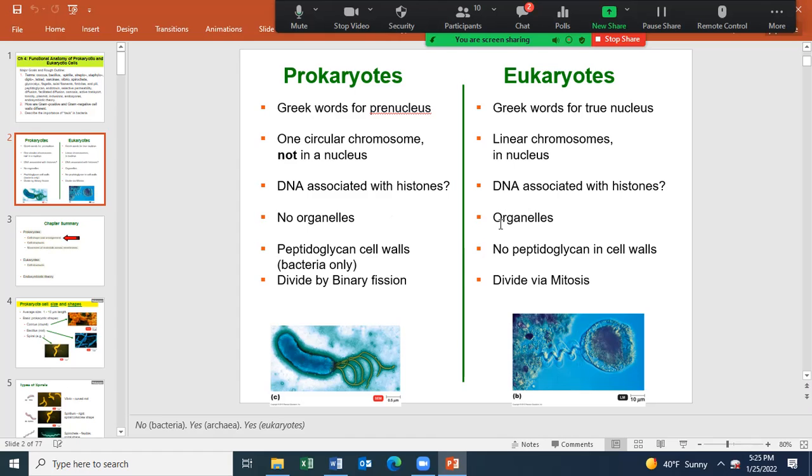Bacteria, and this is bacteria only, meaning not the archaeobacteria, have peptidoglycan in their cell walls. So if the bacteria has a cell wall, we always find peptidoglycan in it. There is no peptidoglycan in the cell walls of eukaryotes. And of course, animals don't even have a cell wall. Prokaryotes divide by binary fission, meaning literally the cell splits down the middle into two. Eukaryotes divide by mitosis. Any question about any of that?